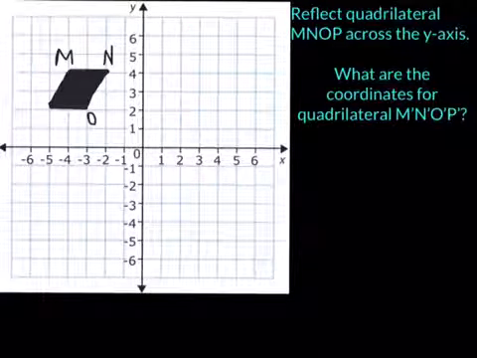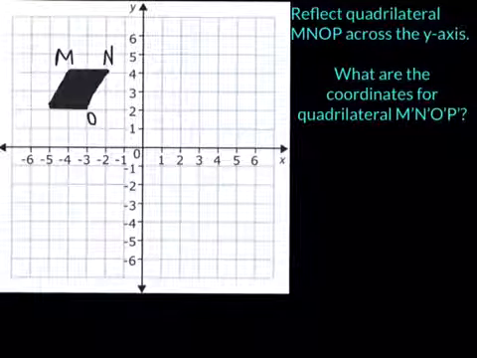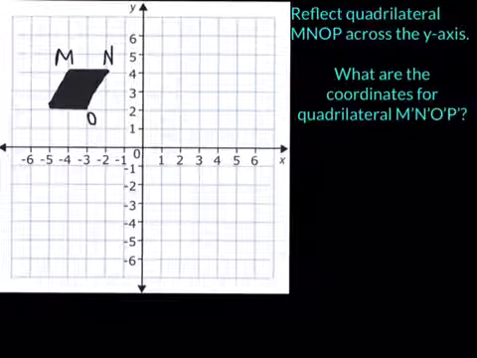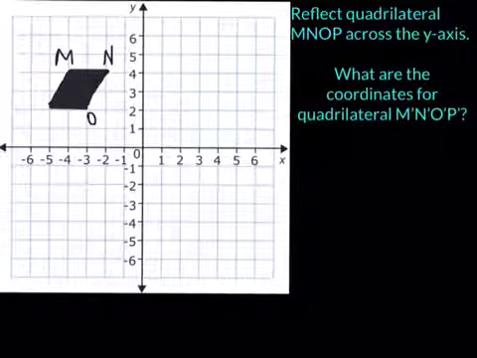Now let's try one, okay? So the question says, reflect quadrilateral MNOP across the Y-axis. What are the coordinates for quadrilateral M prime, N prime, O prime, P prime?